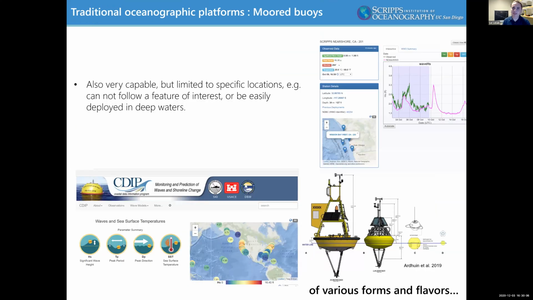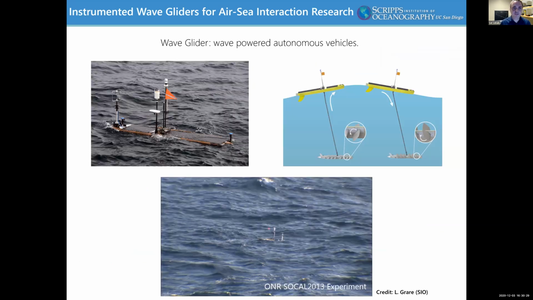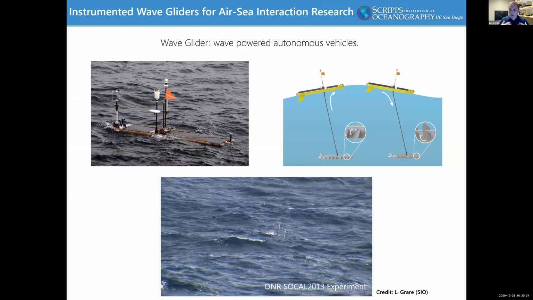And obviously, moored buoys are crucial. And CDIP is a perfect example. There's a variety of flavors. They're great, but they're also limited to a specific location, they cannot follow a feature of interest, and they cannot be deployed easily in deep water, or at least not for a cheap price. So because of all this, we started to get into those platforms.